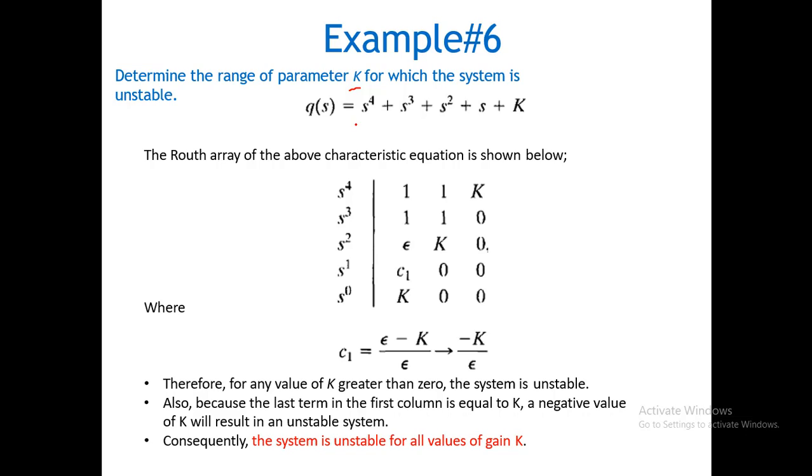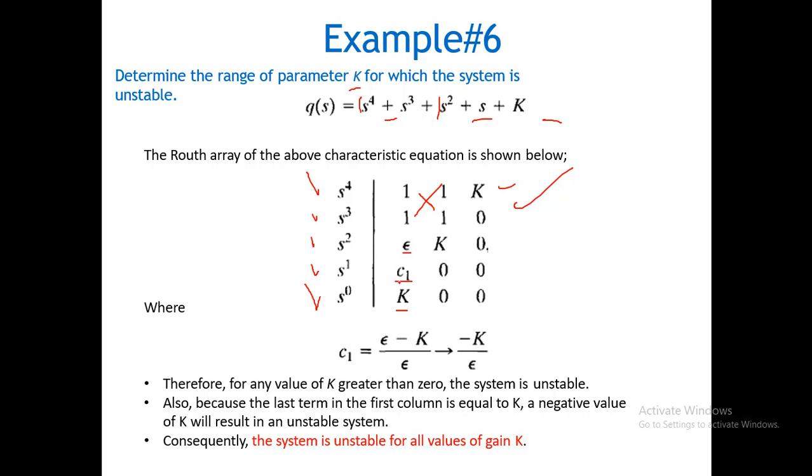The same thing we will be doing, starting from s4, s3, s2, s1 and s power 0, and the values of these polynomials will be 1, 1 and k, and then again 1, 1 and 0. After that, you saw that this thing minus this thing turned out to be 0, so you replaced it with epsilon, and similarly in the next step it turns out to be c1, and the next step it turns out to be k. It is nothing but simple mathematics.